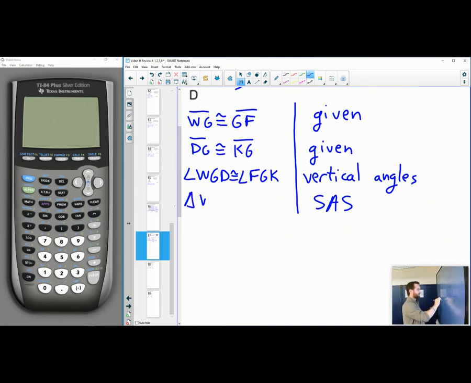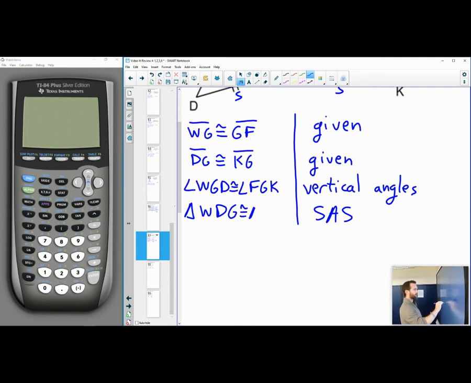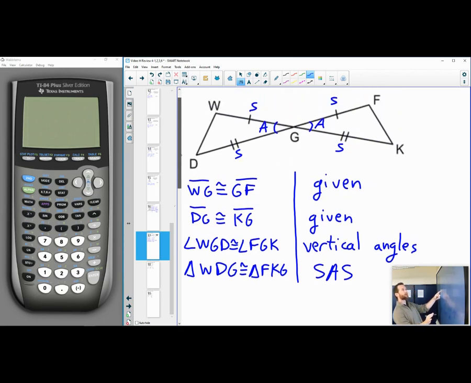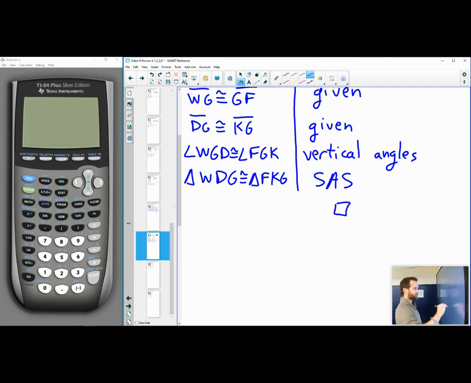WDG, is that what it was? I'm already forgetting. WDG congruent to FKG. I'm just going to double check that one more time so I'm not doing this incorrectly. FKG, WDG, very good, and we're finished. Okay, so far so good.